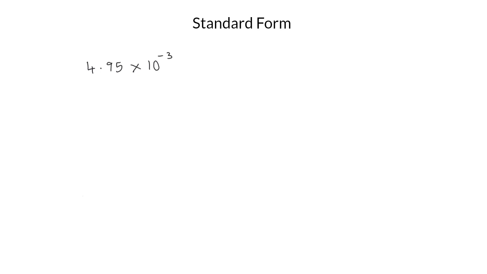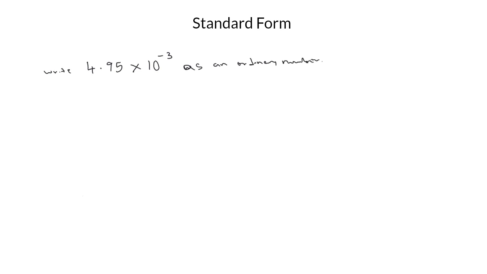And the question says for me to write it as an ordinary number. So it's going to be: write 4.95 times 10 to the power of negative 3 as an ordinary number. Now, what do you do in this case?